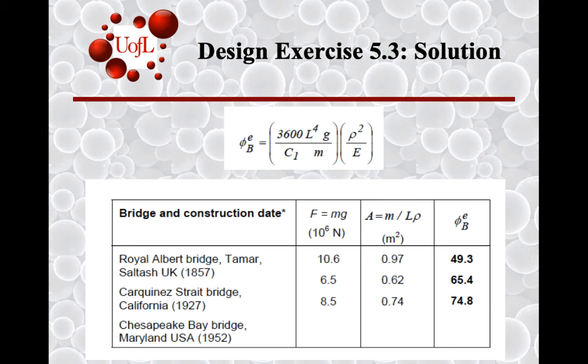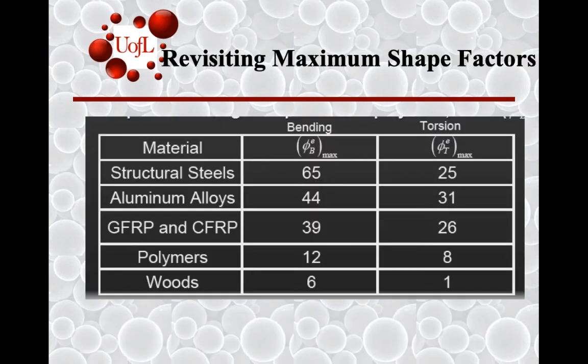The next question I have for you is, do you remember what was the maximum shape efficiency factor listed in that earlier table for steel? Are all these bridges within that maximum shape efficiency factor or not? So if you see, for bending, for structural steels, the maximum is 65. So we saw in the first case, it was for the Royal Albert Bridge in the UK, you are well within this maximum. You are approaching this maximum for the California Bridge, and then for the Chesapeake Bay Bridge in Maryland, you exceeded it. Question for you is, how do you exceed this maximum?